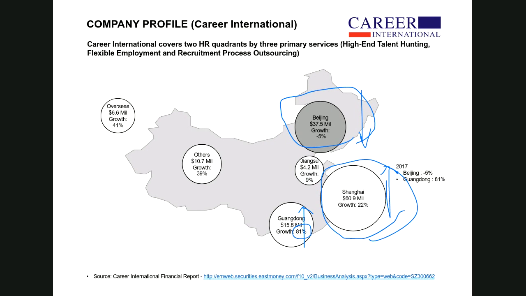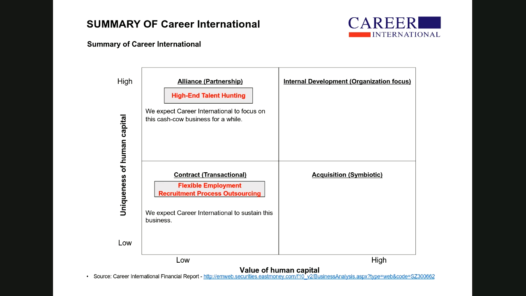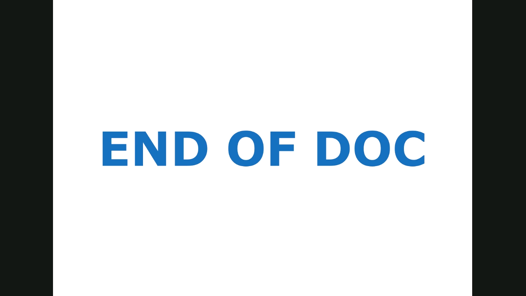Overseas, not bad, but their main business is not overseas. So what are they doing? They are cutting off the Beijing business and moving to Shanghai and Guangzhou. Makes sense? So we can identify oneself like this. Okay? That is that.